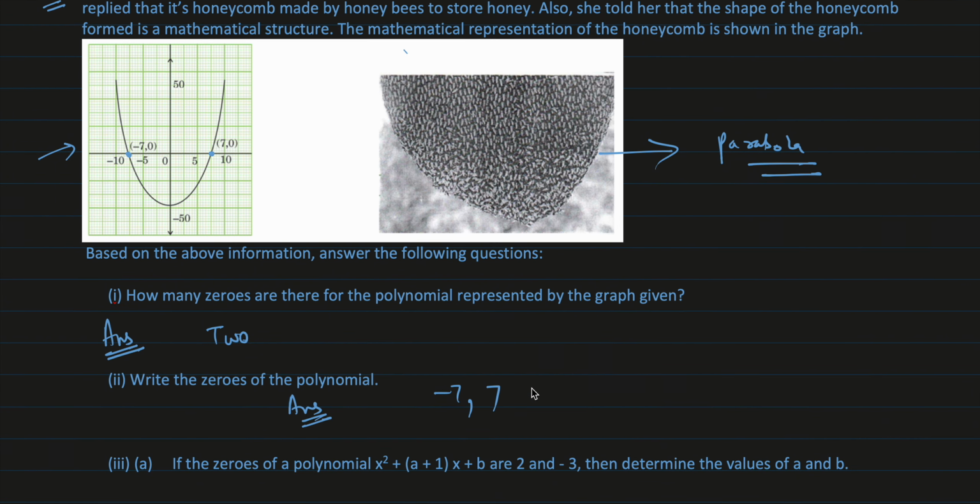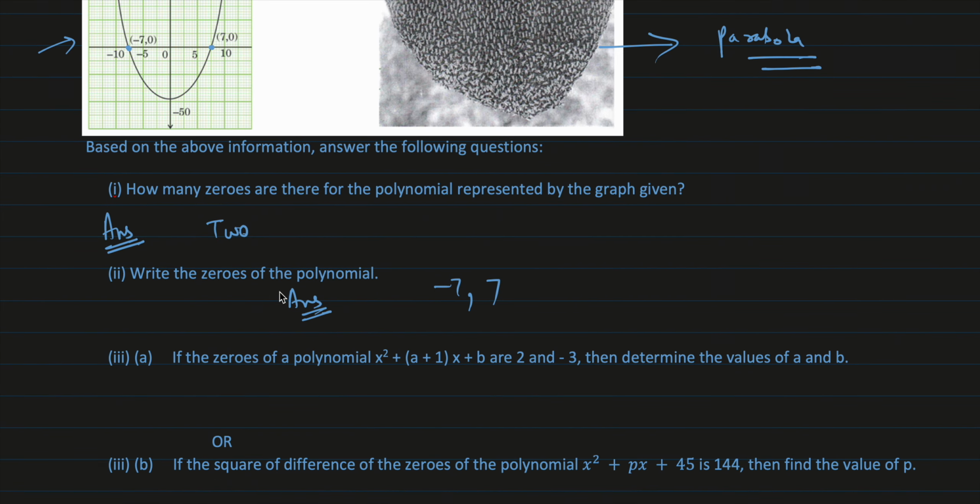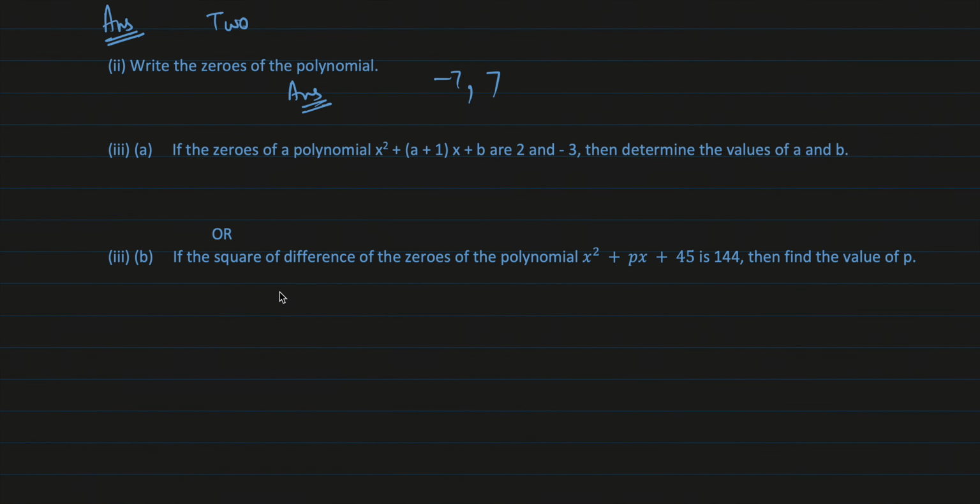Now the next question, which is not relevant to the graph only. Let's just solve it. First part, choice 1, I'll solve A part here. Now if the zeros of the polynomial, you have a polynomial given, their zeros are given as 2 and -3, we have to find the value of A and B.